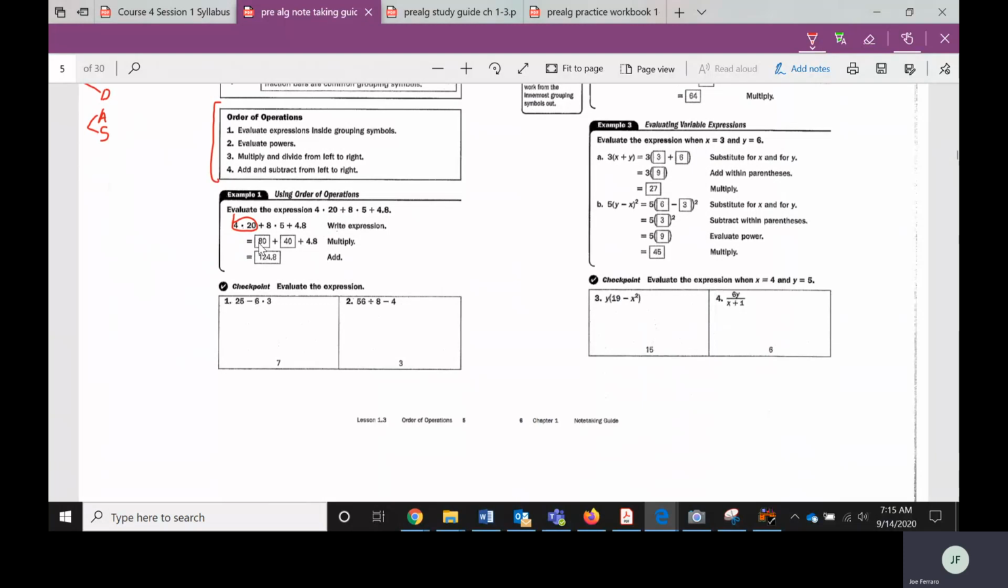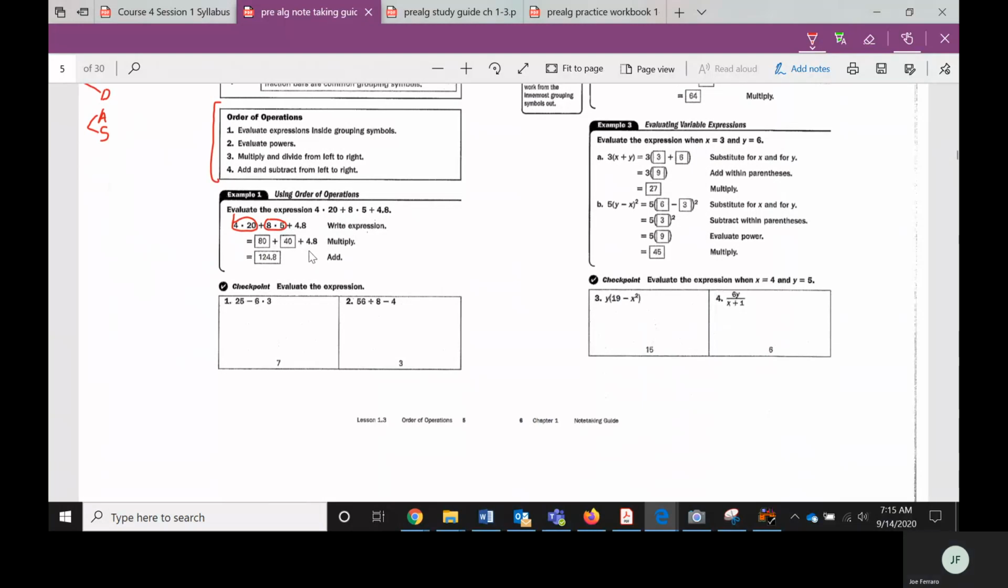Now you could at that point rewrite the whole expression with 80 right here and then plus 8 times 5 plus 4.8. Now what they do is they do two steps at once. Since this multiplication and this multiplication are separated by a plus, they can do both of those at one time. So they did 4 times 20 is 80, but then they had to write the plus down. And then 8 times 5 is 40. And then the other plus and 4.8.